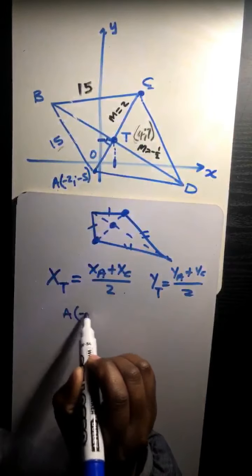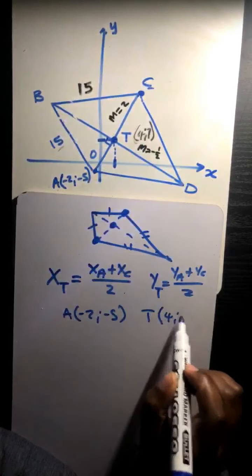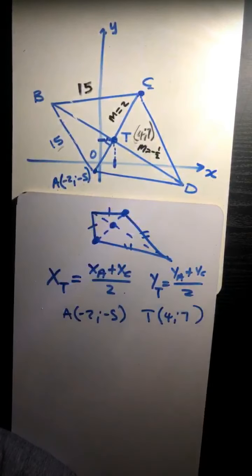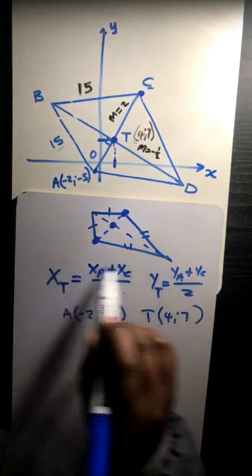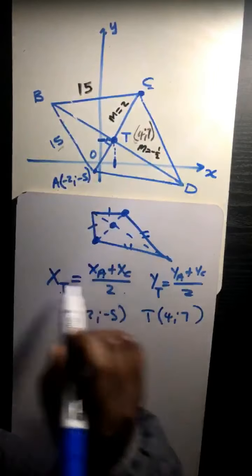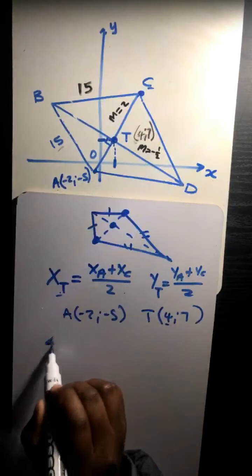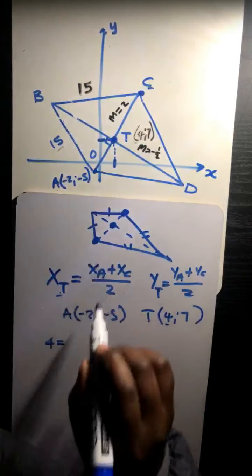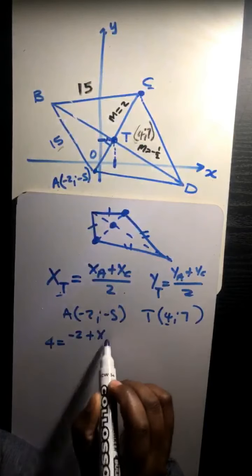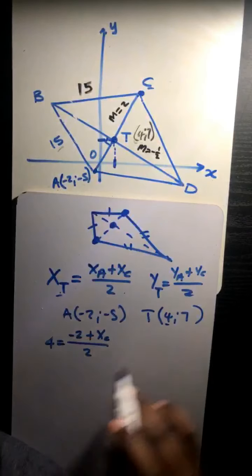We do have the point A being -2 and -5. We also have the coordinates of T, which we calculated previously. When you understand the midpoint formula very well, you will be able to formulate it nicely using the letters. It's just a matter of substituting. What is X at T? We know it is 4. So 4 is equal to X at A, which was given, plus X at C, which we don't know, divided by 2. You can choose to continue with this one and then later do Y.